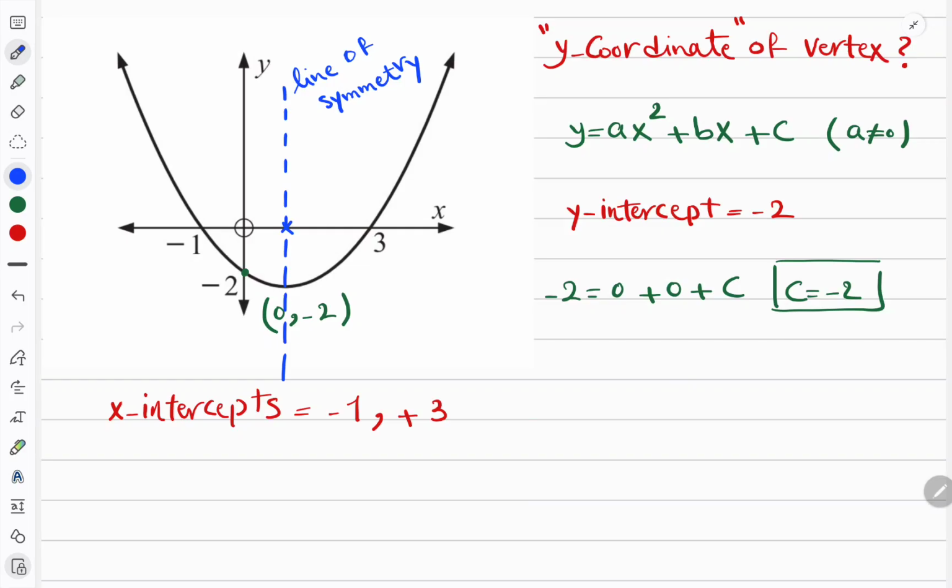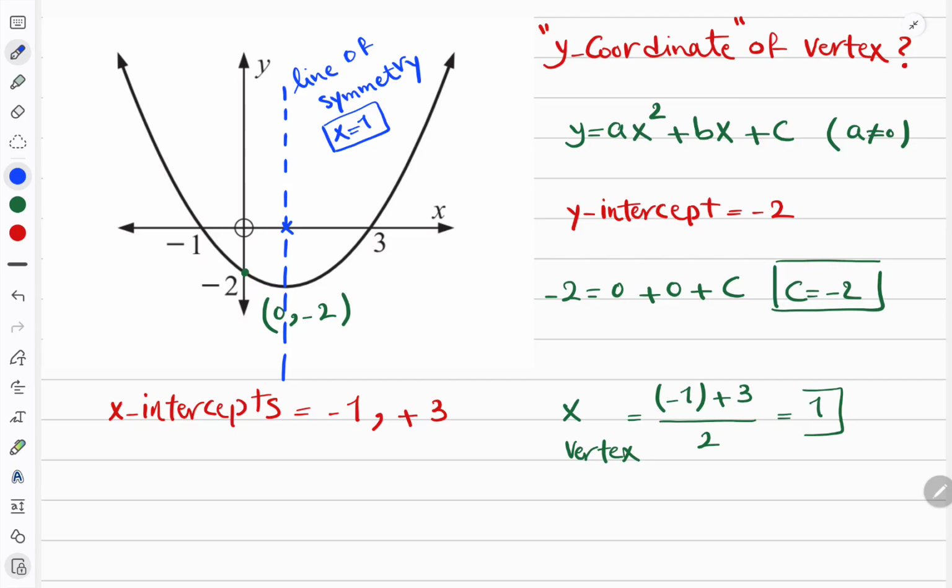And in that point, we can find the x-coordinate of the vertex. Because x-coordinate is between -1 and +3, we just need to find the average of these 2 points. So x of vertex is -1 plus 3 divided by 2, which is 1. Okay, and the line of symmetry is x equals 1, a vertical line that passes through x equals 1.